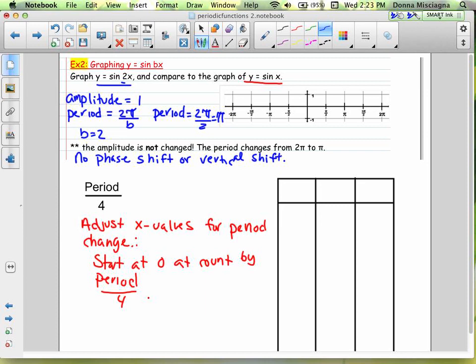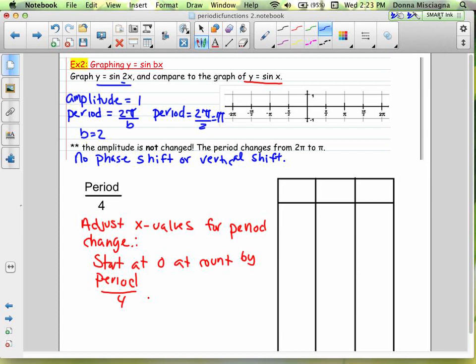All right, so the only thing that's changed between our two graphs, y equals sine x and y equals sine 2x, is the period. The period of y equals sine x would be 2 pi. The period of y equals sine 2x we just found, and that would be pi. Right? So it goes through the important points twice as fast.